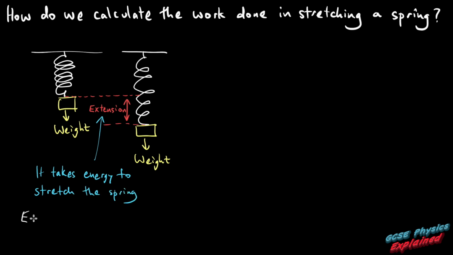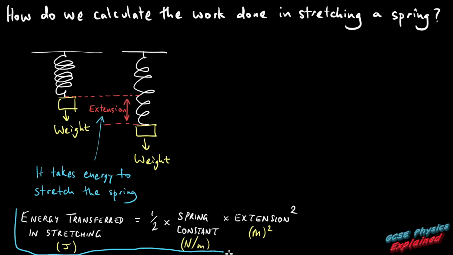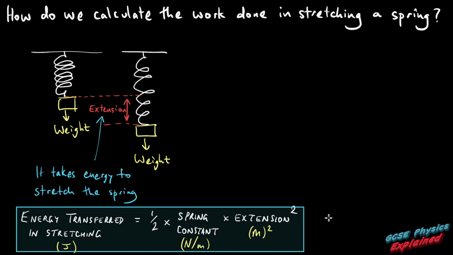Now you can work out how much energy it takes to stretch the spring by using this equation. 1/2 times the spring constant times the extension squared. Energy's in joules, the spring constant's in newtons per metre, and the extension is in metres. And we're squaring it, so that'll come out as metres squared. And if we simplify it, we just say E equals 1/2 kx squared.